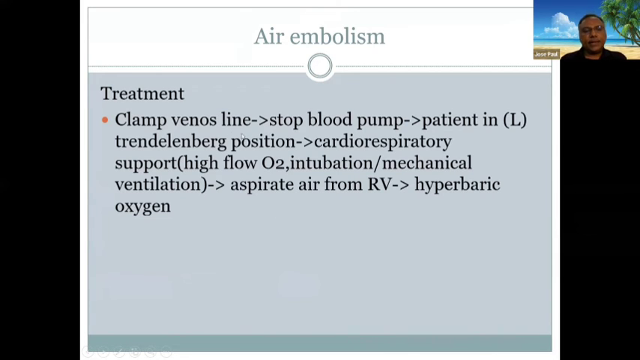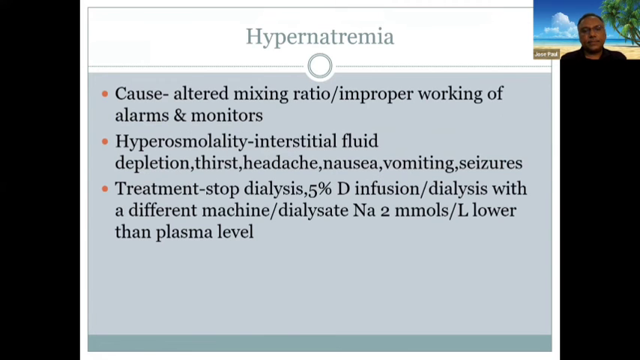How do you treat it? Clamp the venous line and stop the blood pump. The patient should be placed in the left Trendelenburg position. Then give cardiorespiratory support like high flow oxygen, intubation, and mechanical ventilation. Desperate measures include aspirating air from the right ventricle, and you can also try hyperbaric oxygen. But prompt recognition of this complication is mandatory. So don't let empty blood bottles hang by the side of the patient connected to the pre-pump segment.